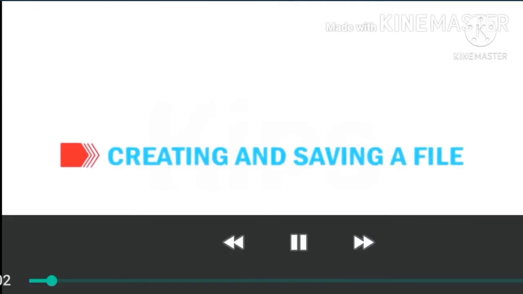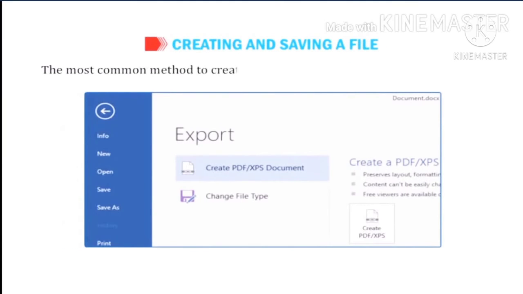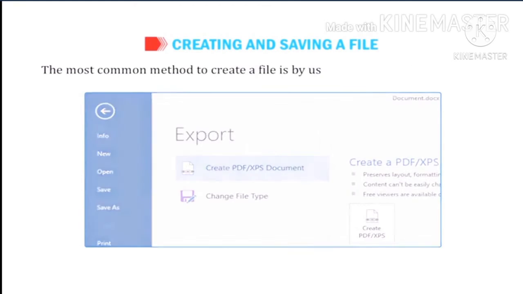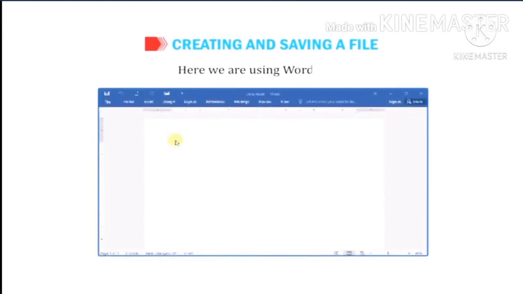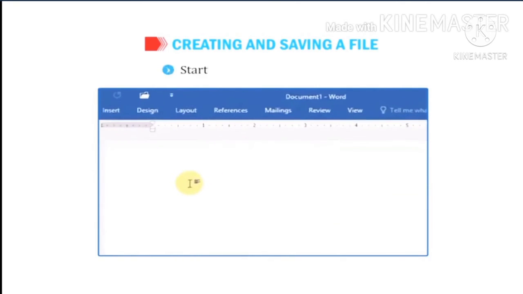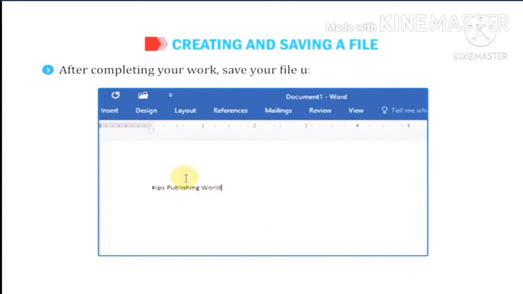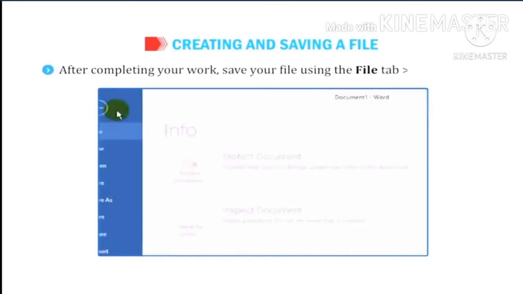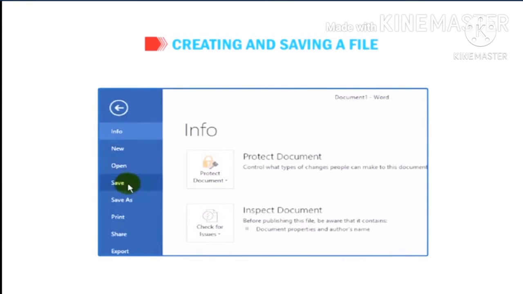Let us learn about creating and saving a file. The most common method to create a file is by using any application software. Here we are using Word 2016. Open a new blank document in Word 2016. Start typing text on the blank page. After completing your work, save your file using the File tab and Save option.